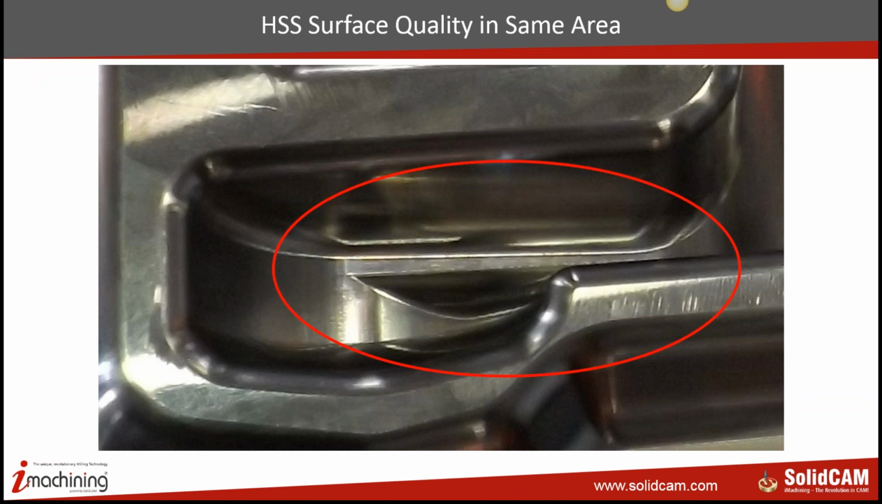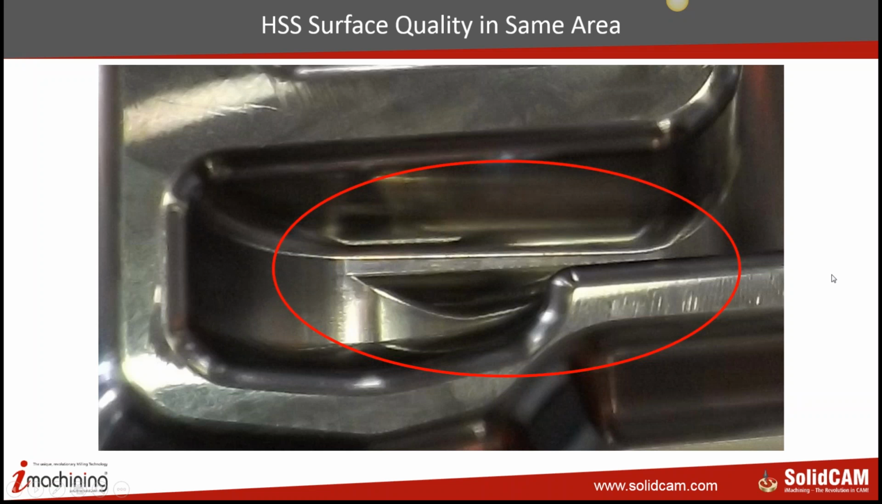Okay, so the difference of surface quality between what we saw in HSM and what we see in HSS is remarkable. You can get phenomenal surface quality with HSM, but with HSS it's really exceptional. The only reason being that we are cutting the NURBS data directly.